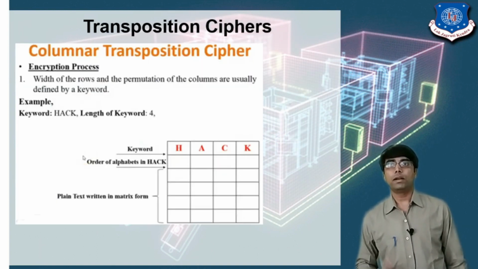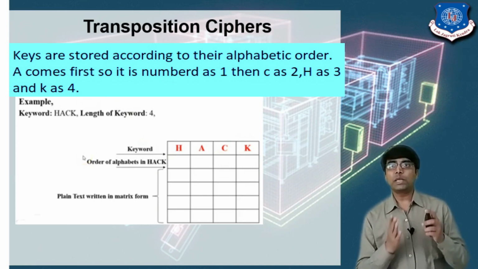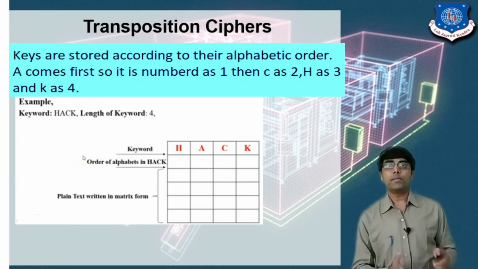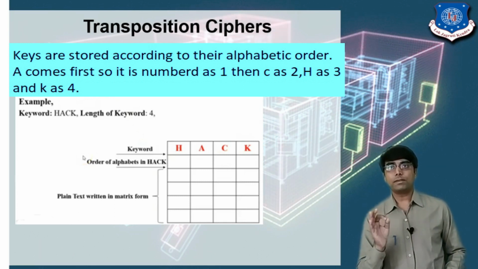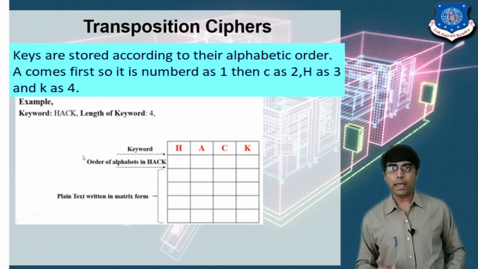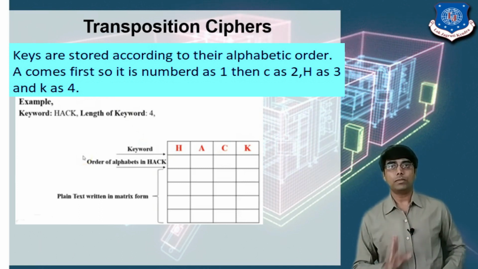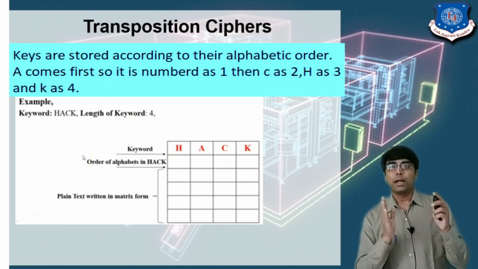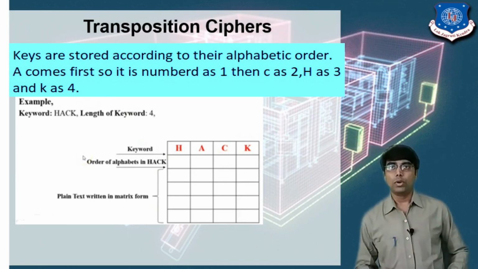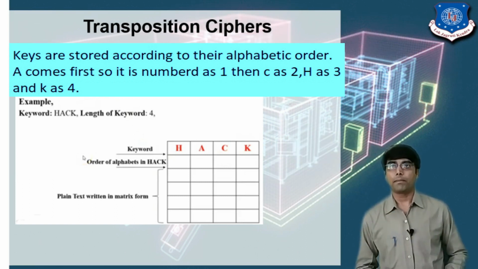And here the order of the key is the same as the alphabet order. It means that if you consider the first letter of the alphabet, A, its value starts from 1. Similarly, B has the value 2. And C has the value 3.